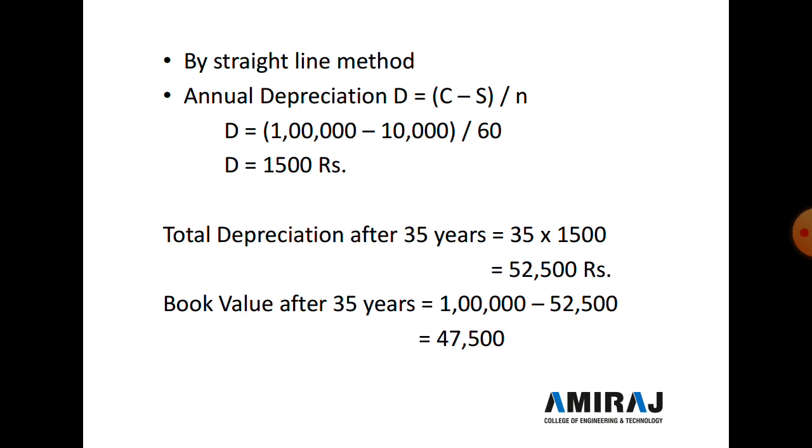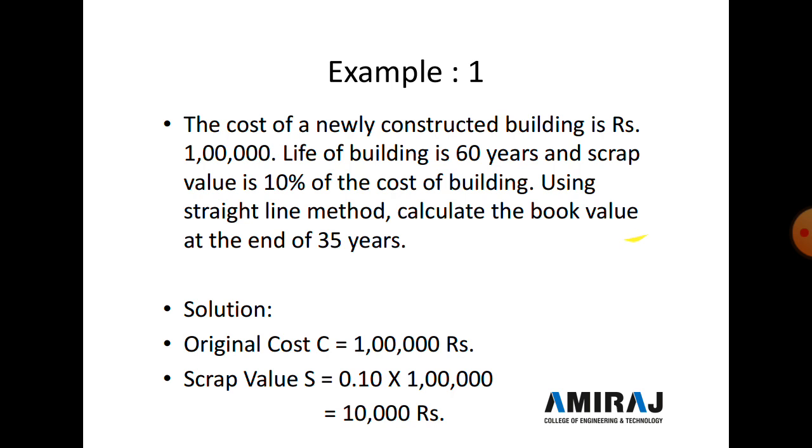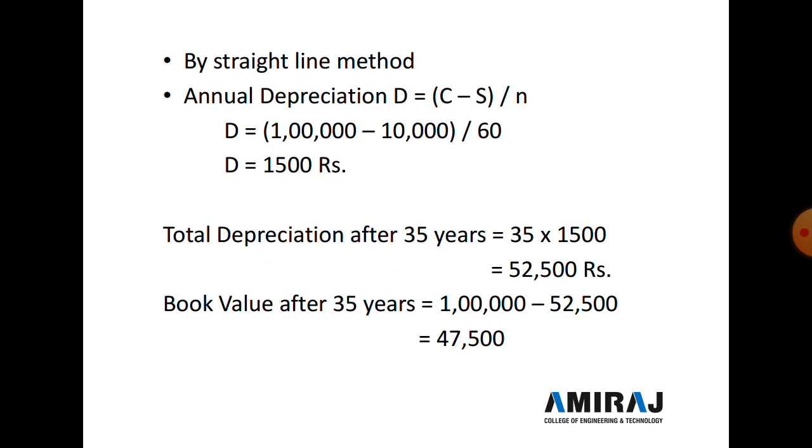Now we find out the book value after 35 years. Clear? So the total depreciation after 35 years is 35 multiplied by 1500, the annual depreciation multiplied by 35 years. So we got the answer 52,500 rupees as the total depreciation after 35 years. Now book value is C minus total depreciation after 35 years. C is given as 1 lakh rupees, the original cost of the construction, and 52,500 is the total depreciation we found. So the book value after 35 years is 47,500 rupees.